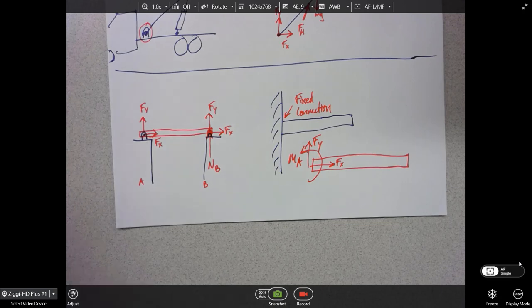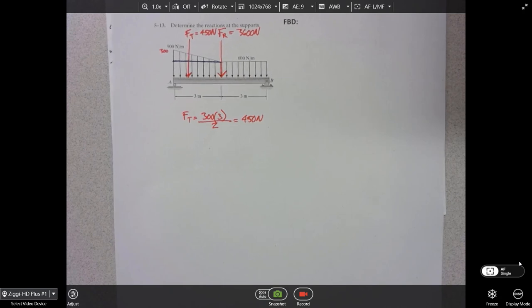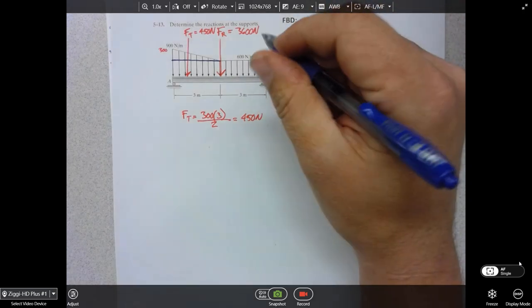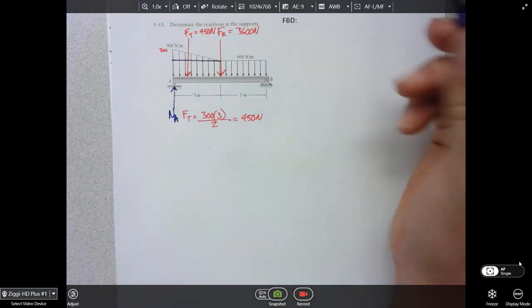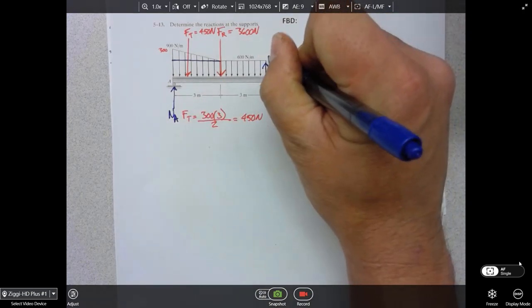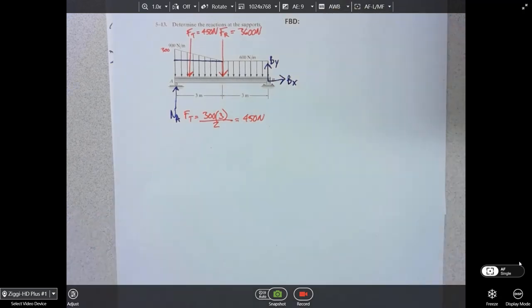So let's go back to our problem. We're not ready to solve it yet, but what would the unknown forces in this guy be? Okay, Brennan says a normal at A, and then B sub Y, and B sub X, right? It's whatever direction you draw it in. Yep.